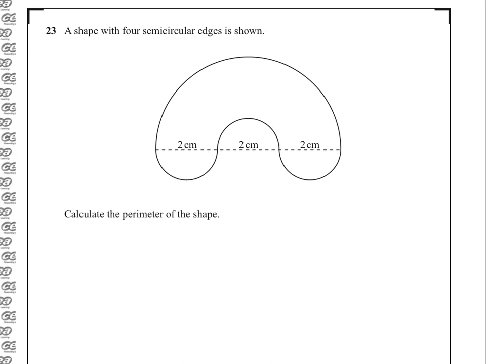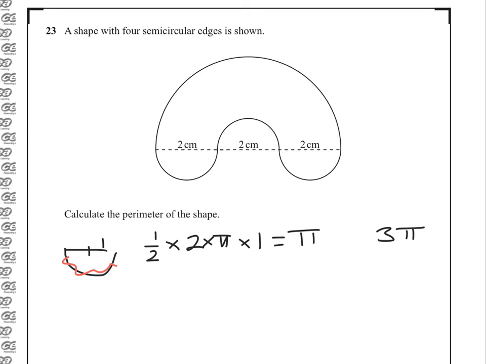To calculate the perimeter of this circle, we have 4 semicircles. So if we start with the 2, ensure the radius is 1, the perimeter is half a circle, so that's half times 2 pi r, so that's 2 times pi times 1, so that is just pi, and there are 3 of those, so altogether that will be 3 pi.